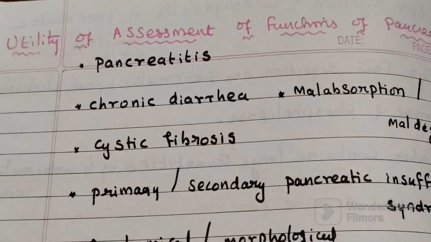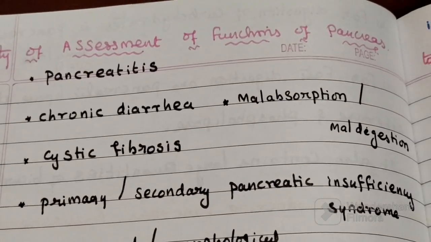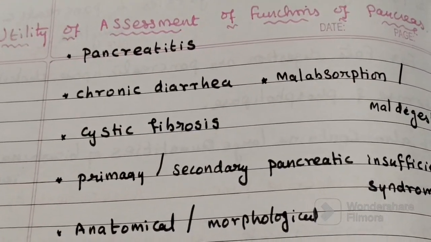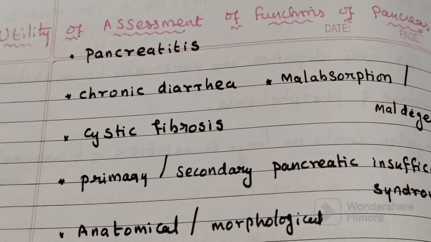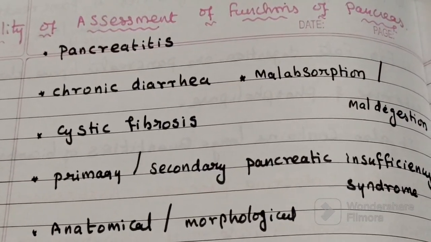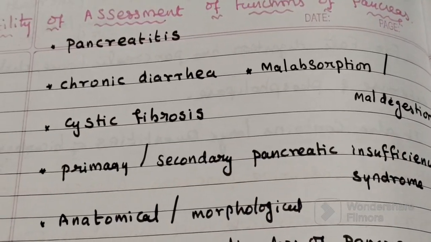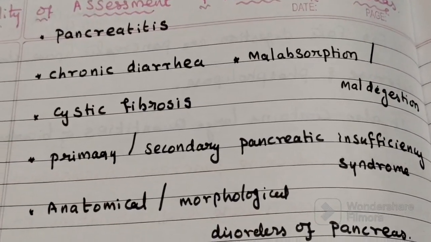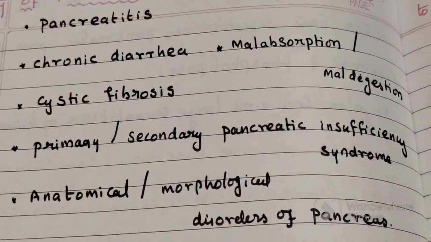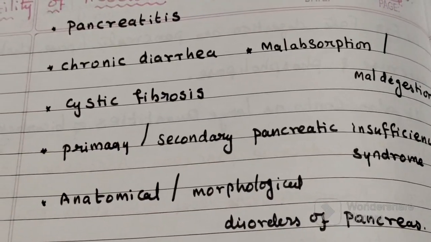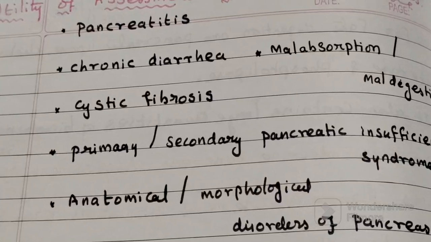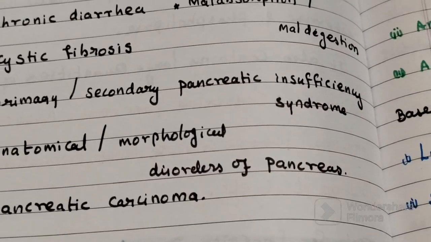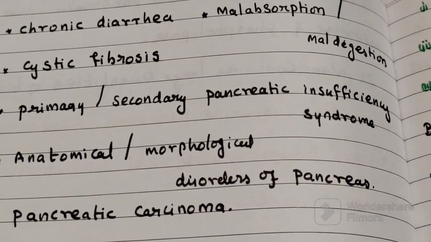Now, utility of the assessment of functions of pancreas. First, pancreatitis, that is inflammation of the pancreas. The second one is chronic diarrhea. Third one is malabsorption and maldigestion. Then cystic fibrosis, a genetic disease affecting the pancreas. Then primary and secondary pancreatic insufficiency syndrome.